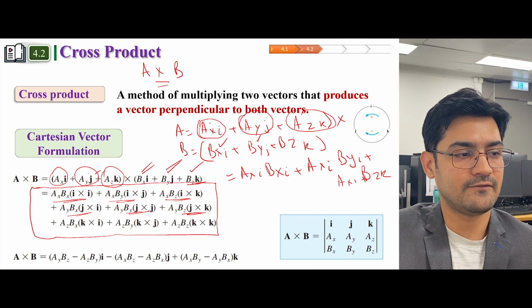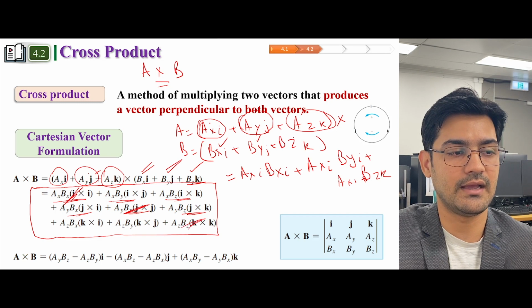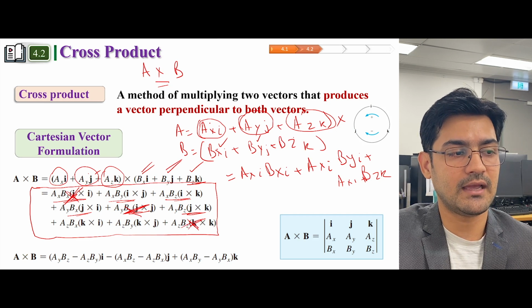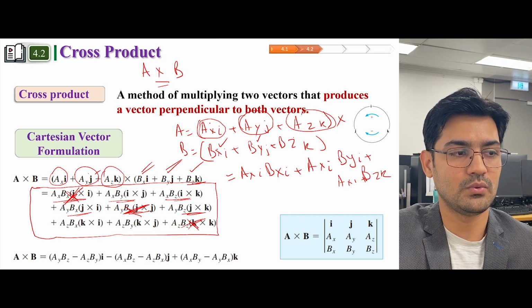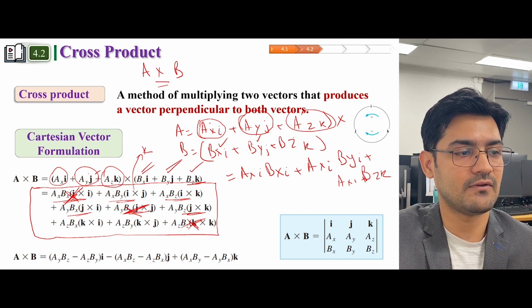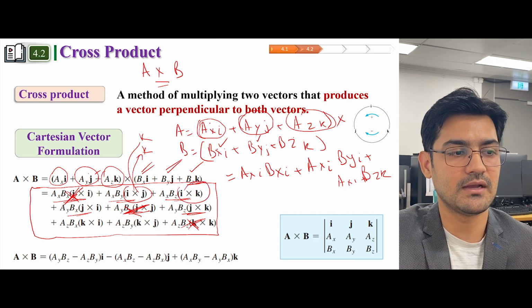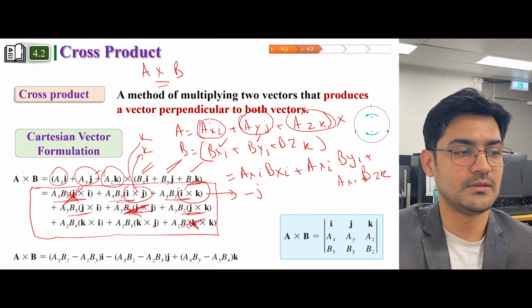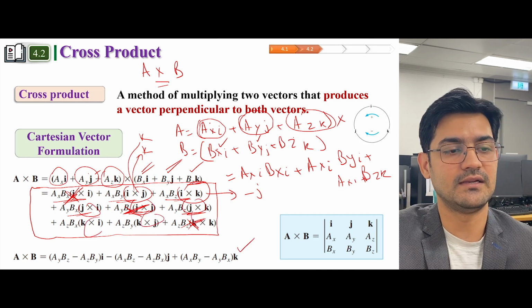Now we have seen that i dot i was equal to 0, so we'll cancel this out. j dot j was 0, we'll cancel this out. k dot k was 0, we'll cancel this out as well. Now we have these three. So if we multiply i by j, what will we get? If you multiply i by j, you will get k. So instead of i by j, you can put k. Instead of i by k, you can put negative j. Similarly, you will do with all these and you will get this final equation.